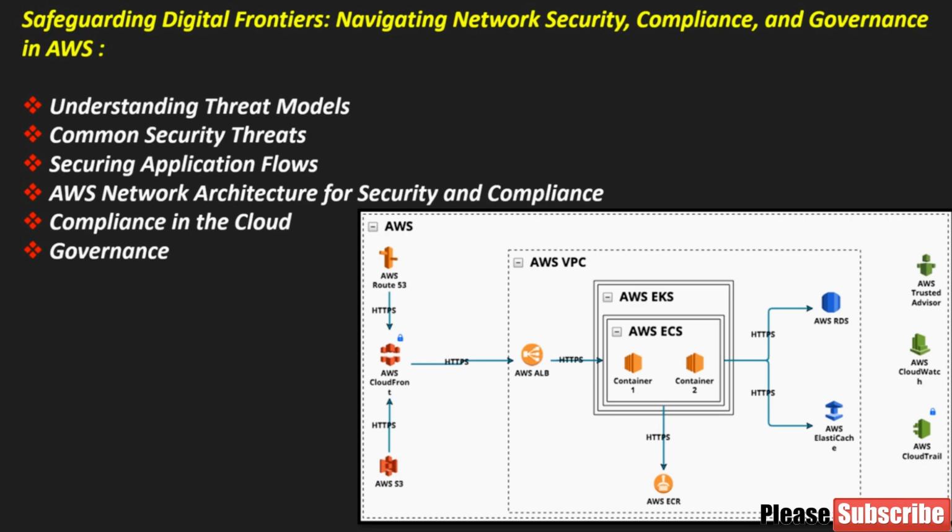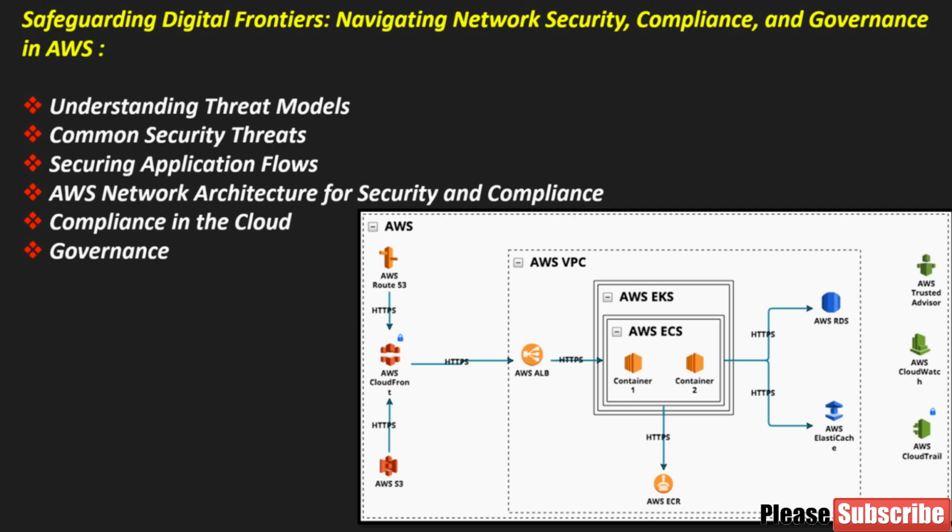In an era dominated by digital connectivity, the protection of sensitive data and infrastructure is paramount. Network security, compliance, and governance play pivotal roles in ensuring the integrity and confidentiality of information in the ever-evolving landscape of the cloud computing industry. In this part of the lecture, we need to discuss some of the essential aspects of implementing and maintaining network features to meet security and compliance needs, with a specific focus on Amazon Web Services.